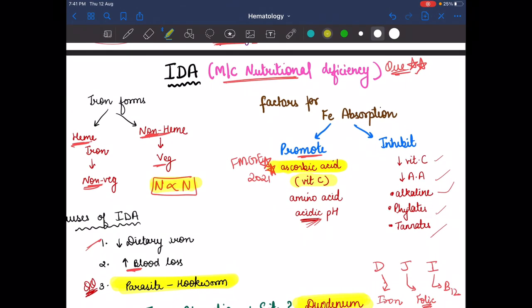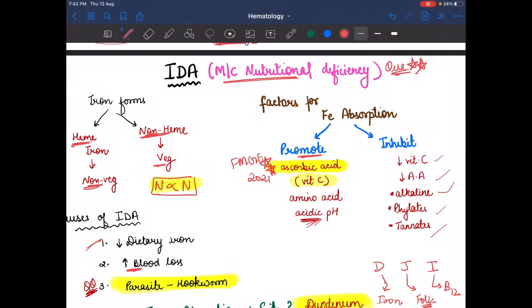Now the factors for iron absorption. There are some factors which help in the absorption of iron, and also factors which inhibit iron absorption. First let's look at the promoting factors of iron absorption. The promoting factors are ascorbic acid, that is vitamin C, acidic pH, and amino acids. So all the acidic content promotes iron absorption. For iron absorption, this is an FMG 2021 question: the factor which promotes iron absorption is, your answer is ascorbic acid. Either in the options you will find ascorbic acid, vitamin C, amino acid, or acidic pH. So these are the promoting factors for iron absorption.